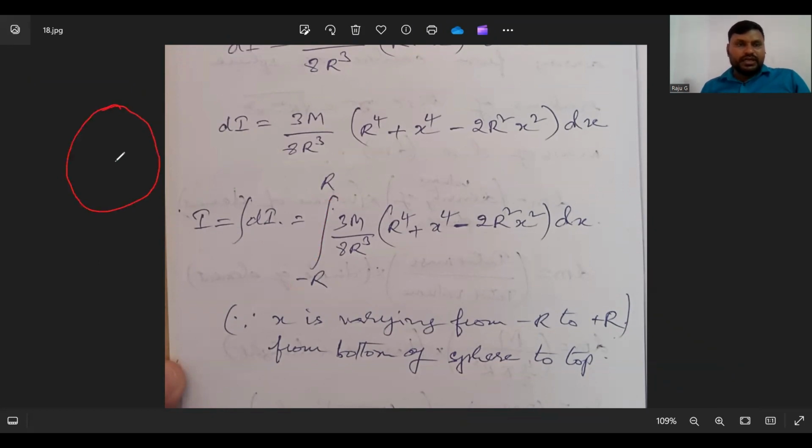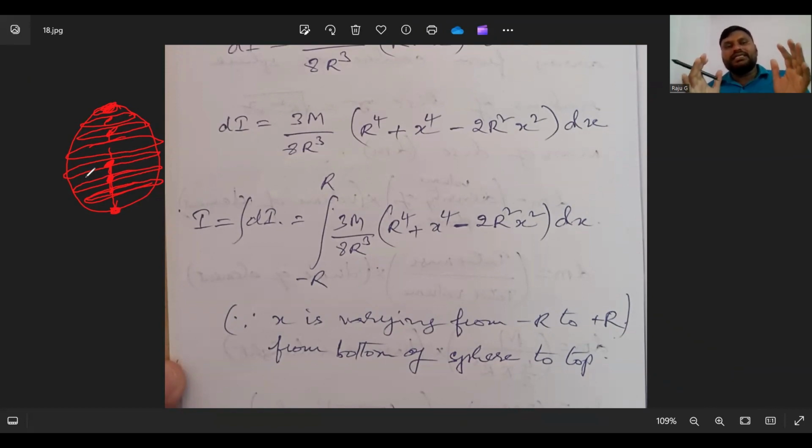This is our sphere. If we consider x at a distance minus r from the center of the sphere, we will get a small elemental disk here. If x is somewhere here, we get the disk here. If x is equal to 0, we get the disk at the center. For some positive value of x, the disk is here, and then here. When x is equal to plus R, the disk is here, which means we are covering the entire solid sphere. If we sum up all these disks, we will get the sphere. That's why x is varying from minus r to r.